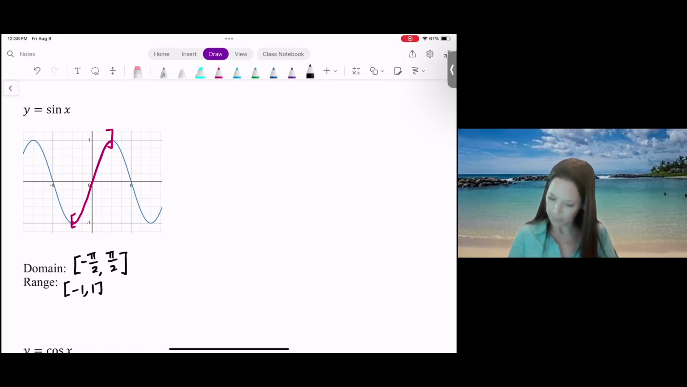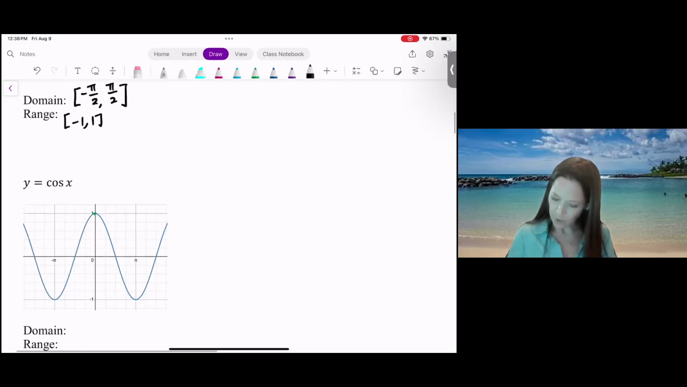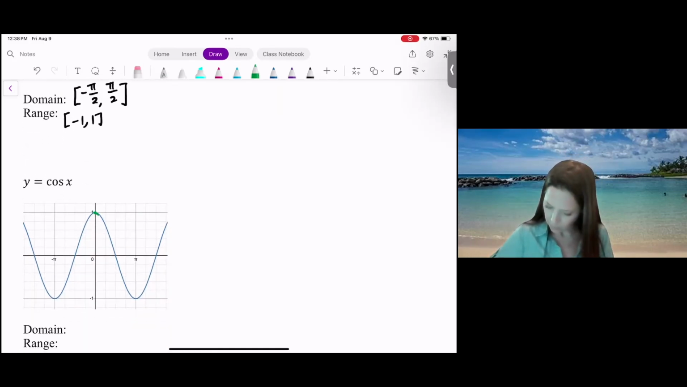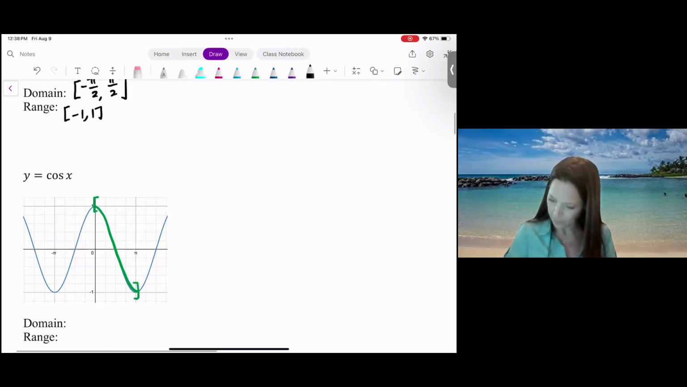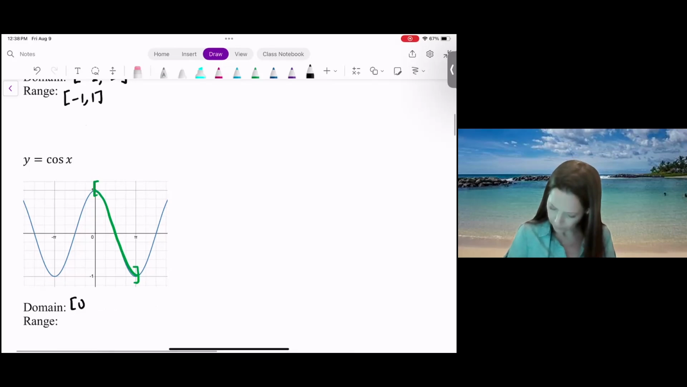Let's look at cosine. For cosine, let's start at the top and drop down. As soon as we were to come back up, we would be taking on another y value that we've already used. So this is going to be where I restrict my domain. I'm going to go from 0 to pi. And then my range is also going to go from -1 to 1.